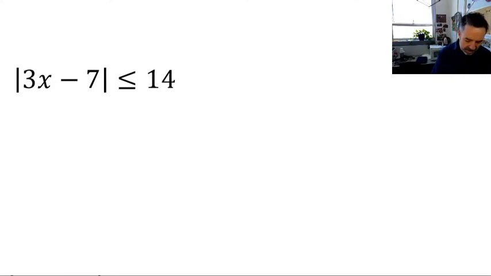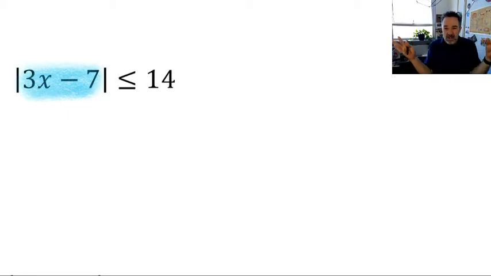What we're saying here is that the absolute value of something, this thing that I'm highlighting in the blue, the absolute value of that thing is less than or equal to 14. So less than means it's shrinking in towards me. There's an upper boundary and a lower boundary. It's going to come in less than. And I have to think about those two boundaries. So the 3x minus 7 is at negative 14 and positive 14.